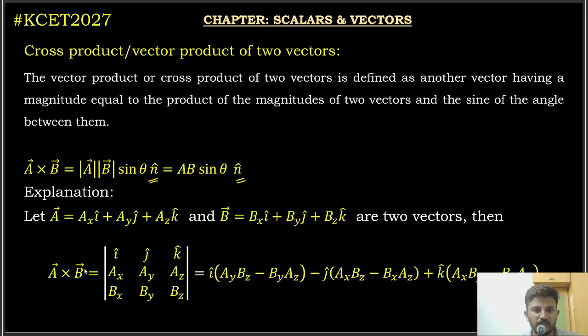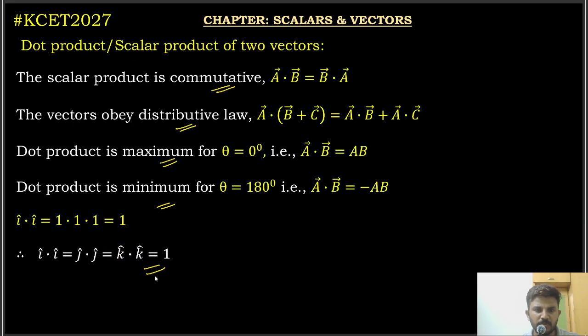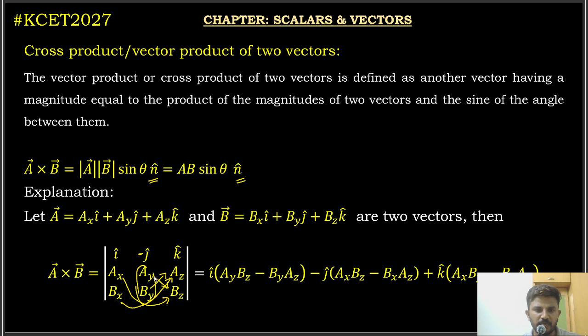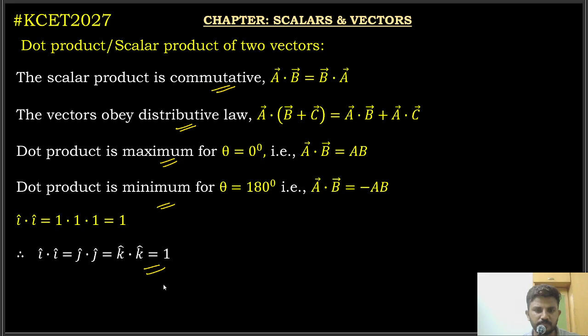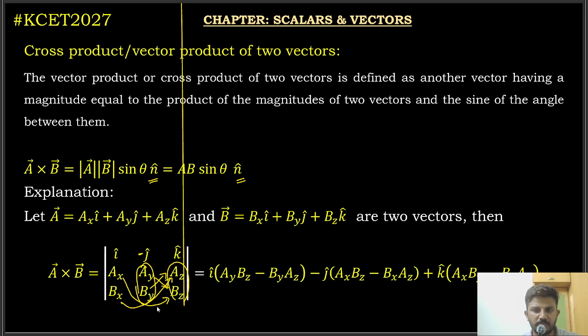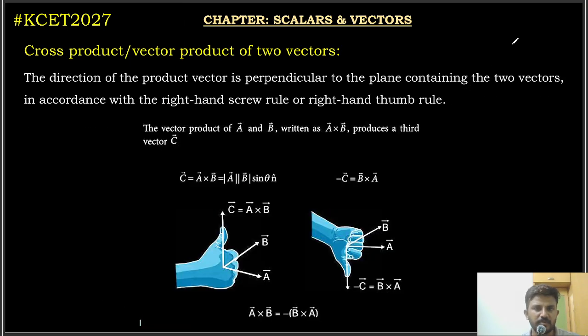A cross B is calculated by taking i cap, minus j cap and k cap. So write i cap here. First, when you take i cap, you have to multiply Ay Bz minus By Az. Then you have to take minus j cap, then take Ax Bz minus Bx Az. So when you're taking j cap, you should not consider Ay and By. So when you're taking k cap, take Ax By minus Bx Ay. Just solve it, you'll get the answer.